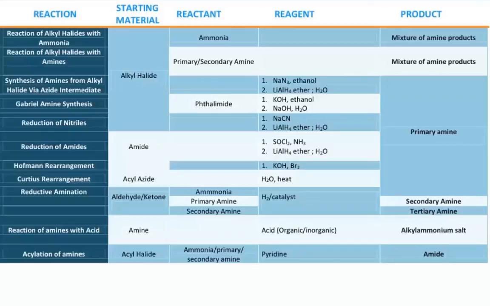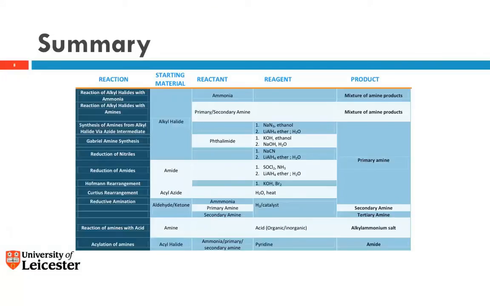In this clip, we looked at reductive amination, a good method of generating amines from aldehydes and ketones, and then we looked at the reaction of amines with acids and acyl halides. You should familiarize yourself with the reagents used in all these reactions.